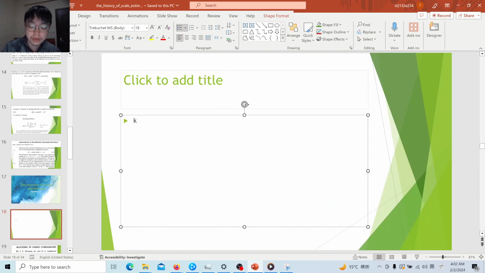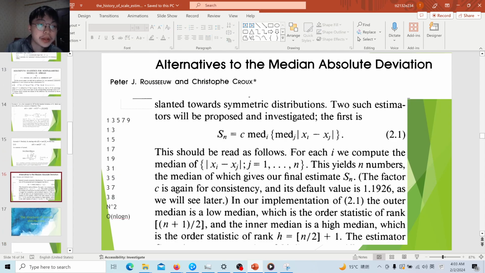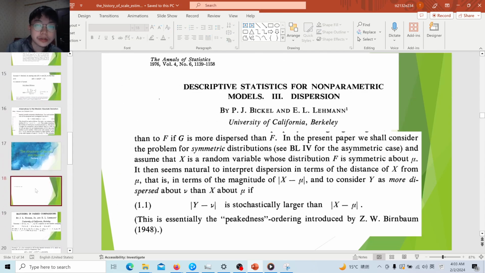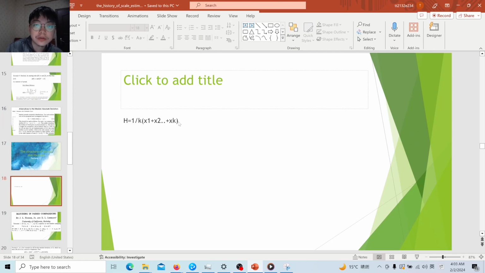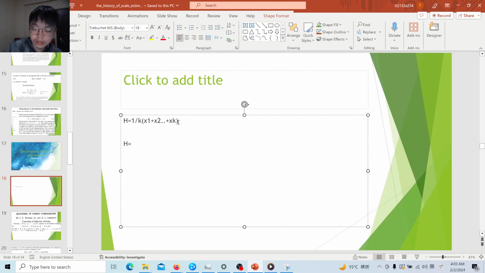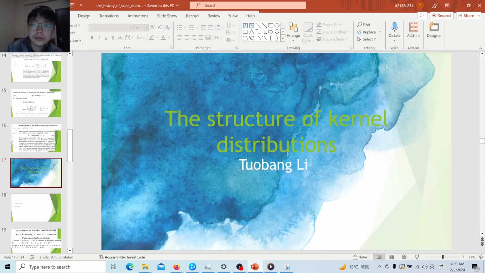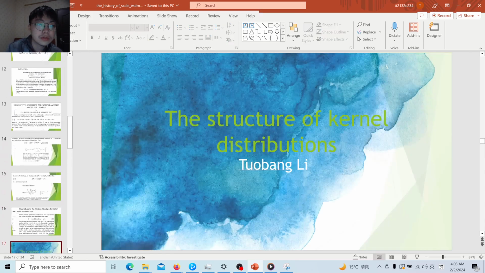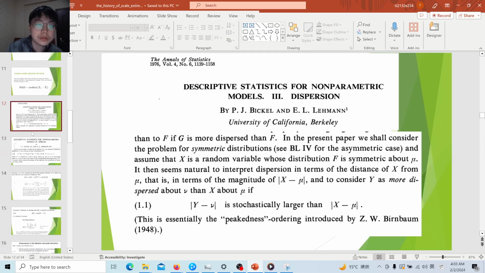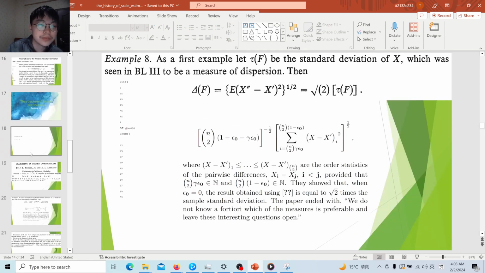For example, if H is just the sample mean, 1 over k, times S1 plus S2 plus up to Sk, right? And then for the Bickel-Lehmann spread, the kernel for the standard deviation is indeed 1 over 2 times (x1 minus x2) squared, right? So we can call this a kernel distribution, or in Bickel-Lehmann's words, a pseudo-sample distribution.